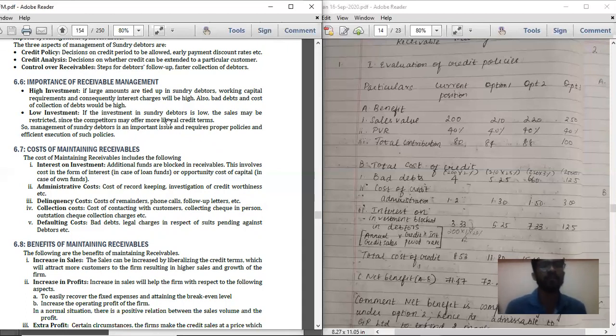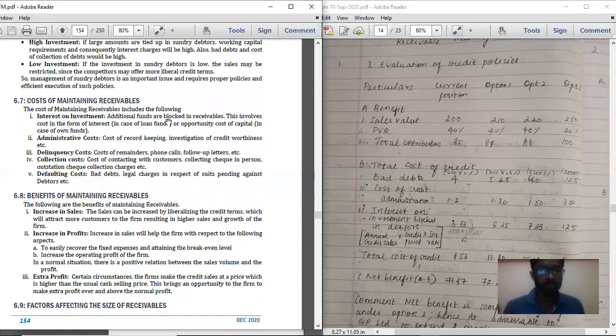Whereas with low investment, if the investment in sundry debtors is low, the sales may be restricted. Suppose you are not giving credit sales at all, you are doing only cash and carry. Then there will be only low investment, but on the other side there won't be much sales. Only when you give on credit can you improve your sales. Now, cost of maintaining receivables: giving products on credit itself is one expense, that is, you are losing your other investment interest.